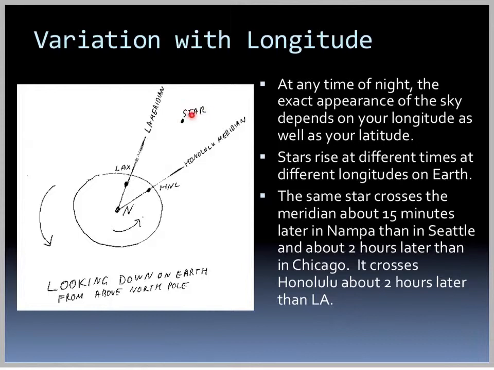this star here has already crossed the meridian in LA as the Earth is rotating in this direction, but has not quite passed the meridian in Honolulu at the same time. So the same star crosses the meridian about 15 minutes later in Nampa, then in Seattle about 2 hours later than in Chicago. It crosses Honolulu about 2 hours later than LA.